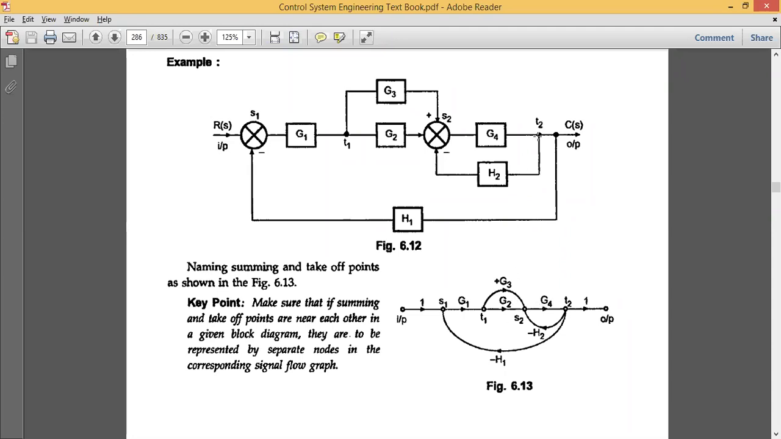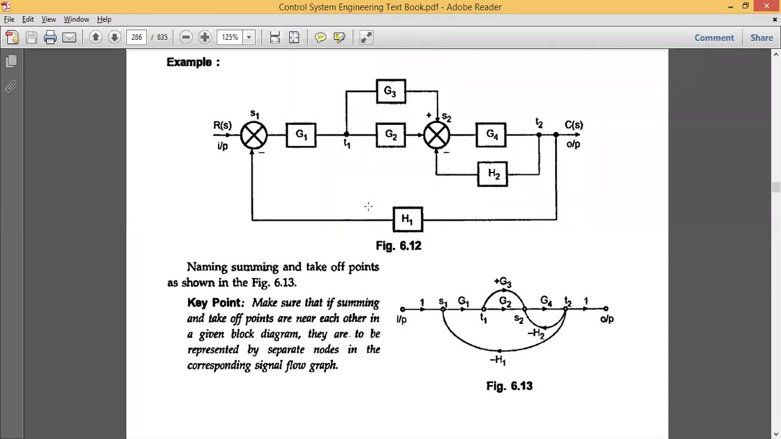Then from T2, draw a line and connect it to S2. You can see in figure 6.13, we have taken from T2 and drawn one line going towards S2 and represented by minus H2. Why minus? Because for this summing point, the sign is represented by minus. So just simply connect it with the minus.